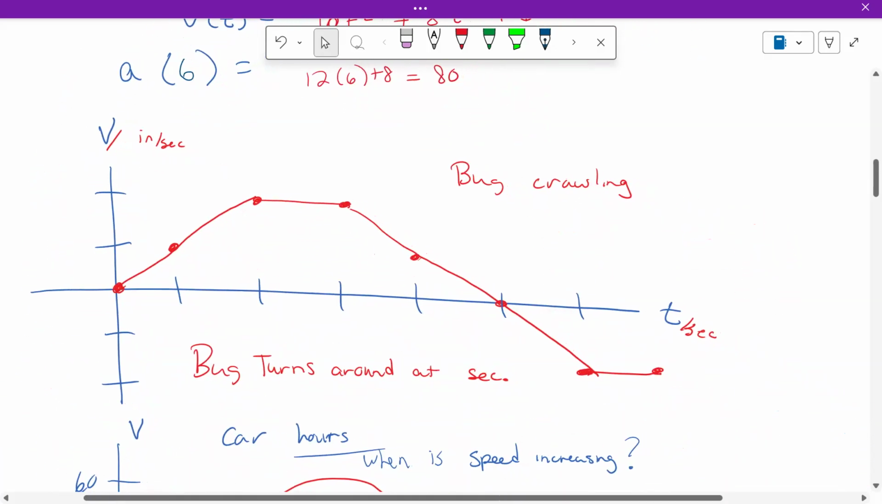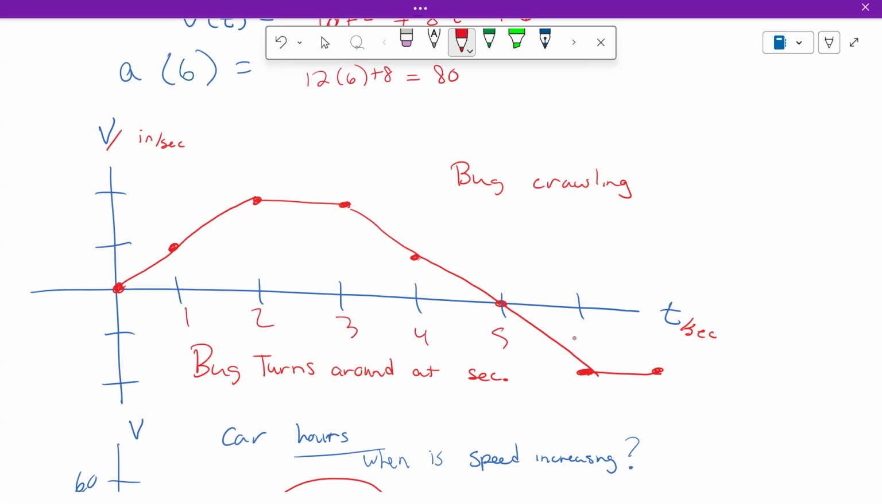All right, a bug is crawling. When is it speeding up? And these are seconds. 1, 2, 3, 4, 5, 6, and so on. When is it speeding up? From 0 to 2 seconds and from 5 to 6 seconds. When you're going away from the x-axis, you're speeding up. When is it slowing down? 3 to 5 seconds. When is its velocity constant? 2 to 3 and 6 to 7.